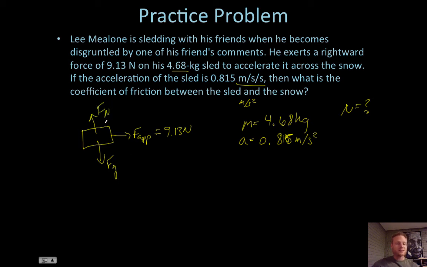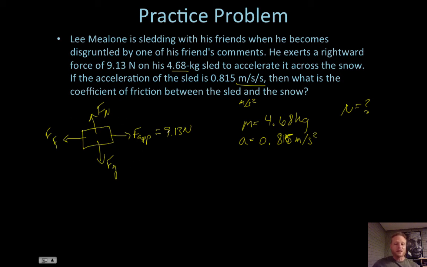So F sub g and F sub n. My guess is that these two balance each other out, because the sled is probably going to stay on top of the snow, right? Now, what force is opposing the motion of pushing the sled? Well, that is the frictional force, F sub f. So now we've got our free body diagram set up with all of our forces present.